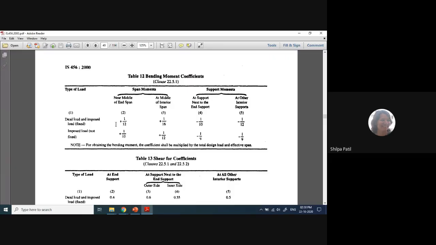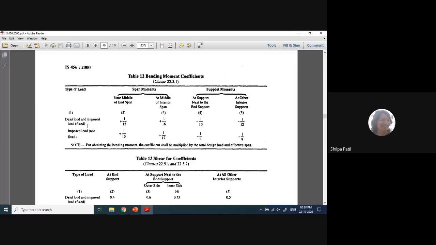Now if you consider the coefficient values, you can find two rows here. In the first row, the coefficients are given for dead load and imposed load of fixed type. Imposed load means a live load, but it is a load which is of fixed nature. For example, in the kitchen area of a residential building, we construct the kitchen katta, right? Kitchen katta or kitchen ota is of fixed nature. We do not move it every day. So it is an imposed load of fixed nature.